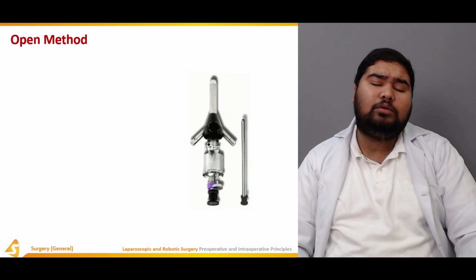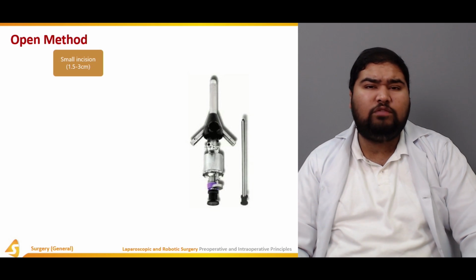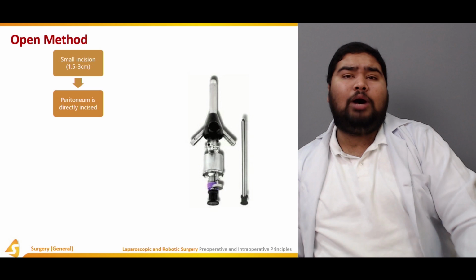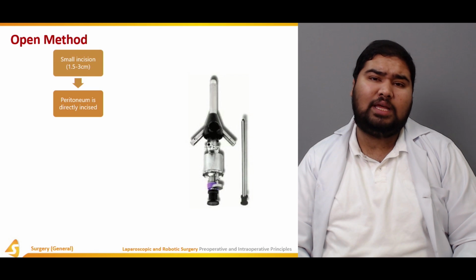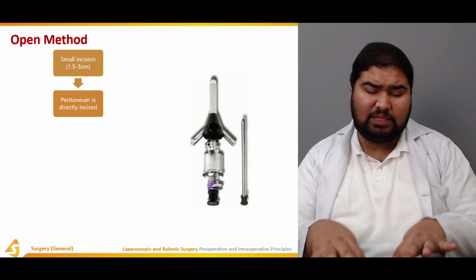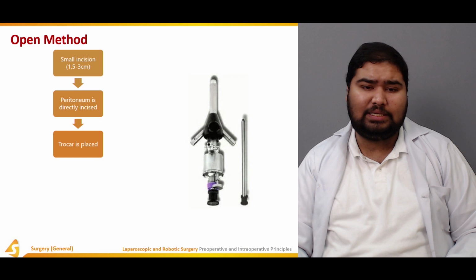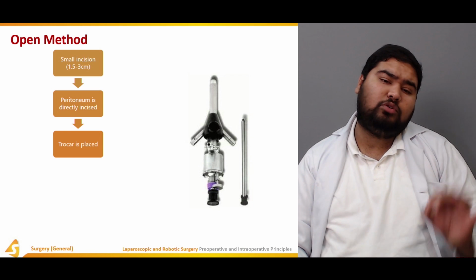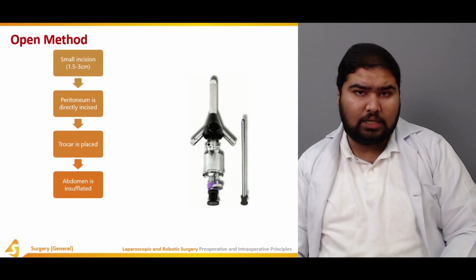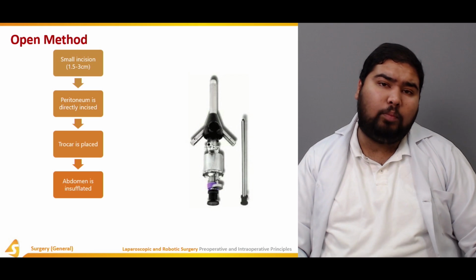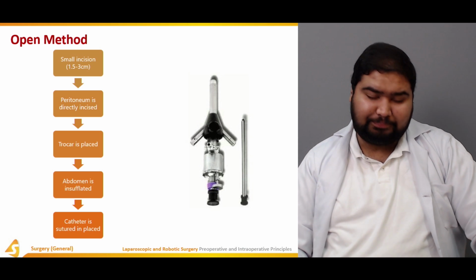Now, how do we proceed in an open method? In open method, a small incision of about 1.5 to 3 centimeters is made. Now the peritoneum is directly incised. First you make a small incision in the skin, then through the subcutaneous tissue, the fascia. After that, you look for the peritoneum. When you find the peritoneum, it is directly incised. After the incision of this peritoneum, the trocar is placed, and now the abdomen is insufflated. So this is what happens in open method. Now the catheter is sutured in place.